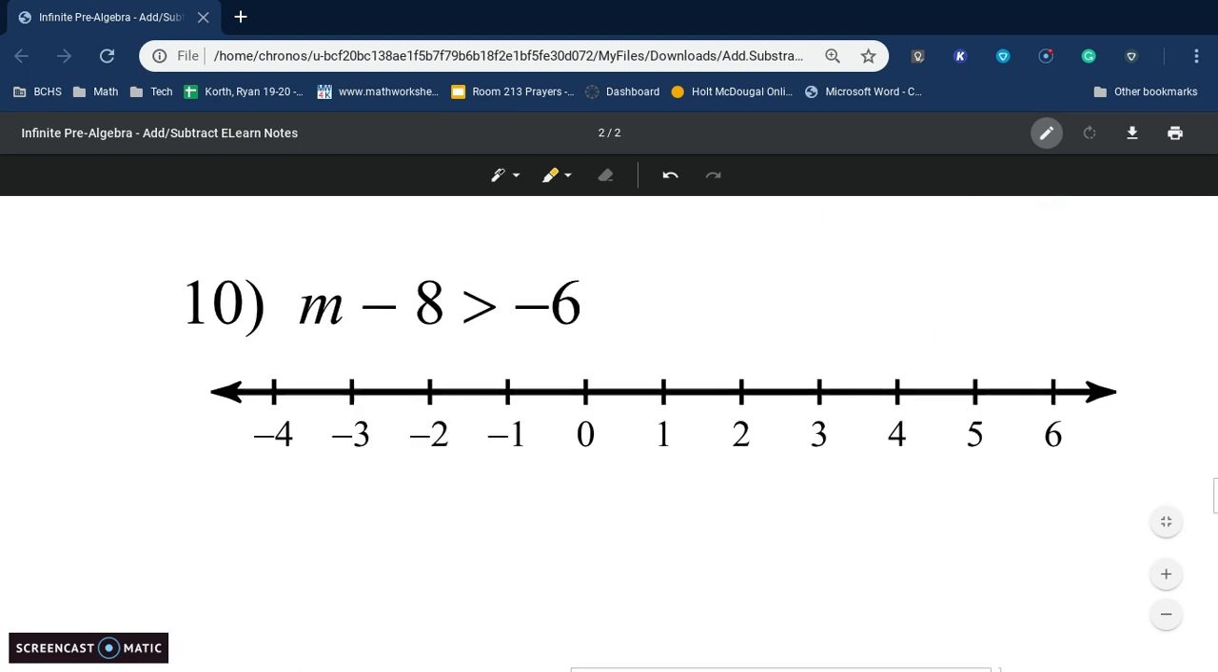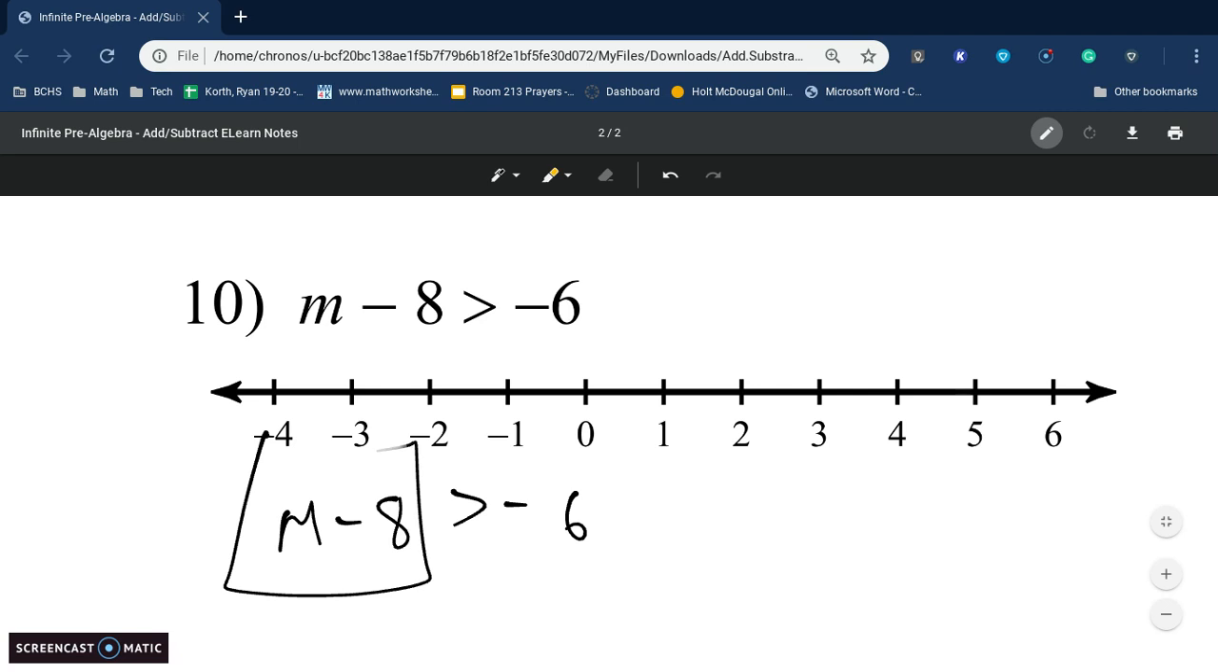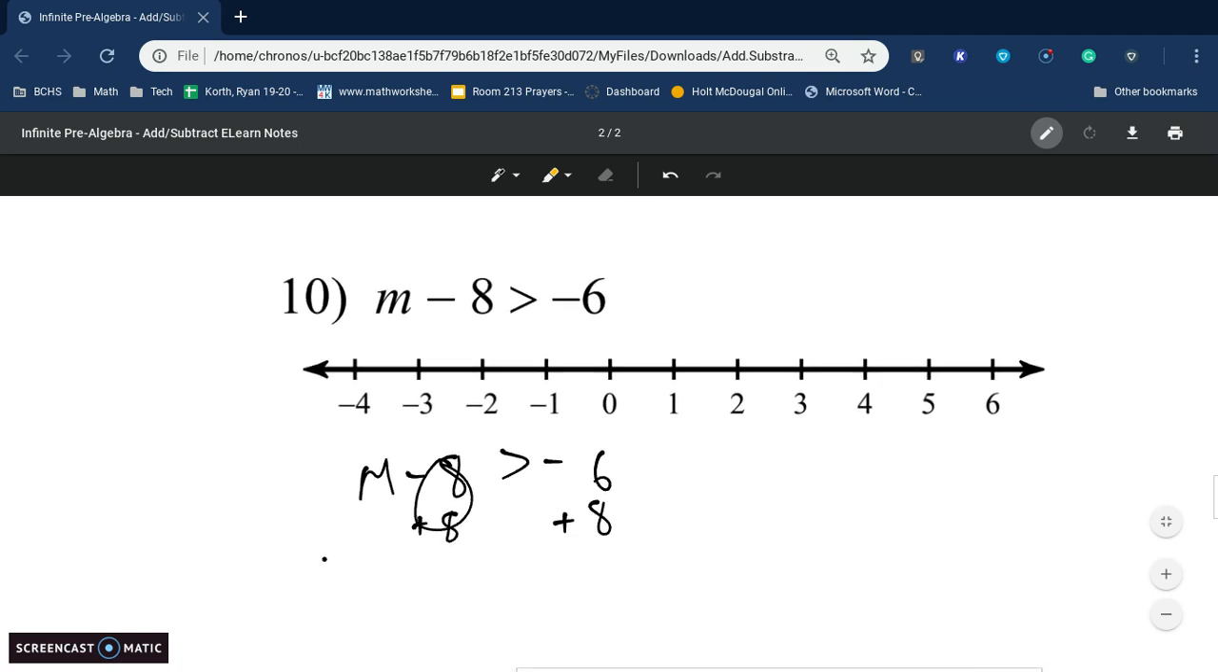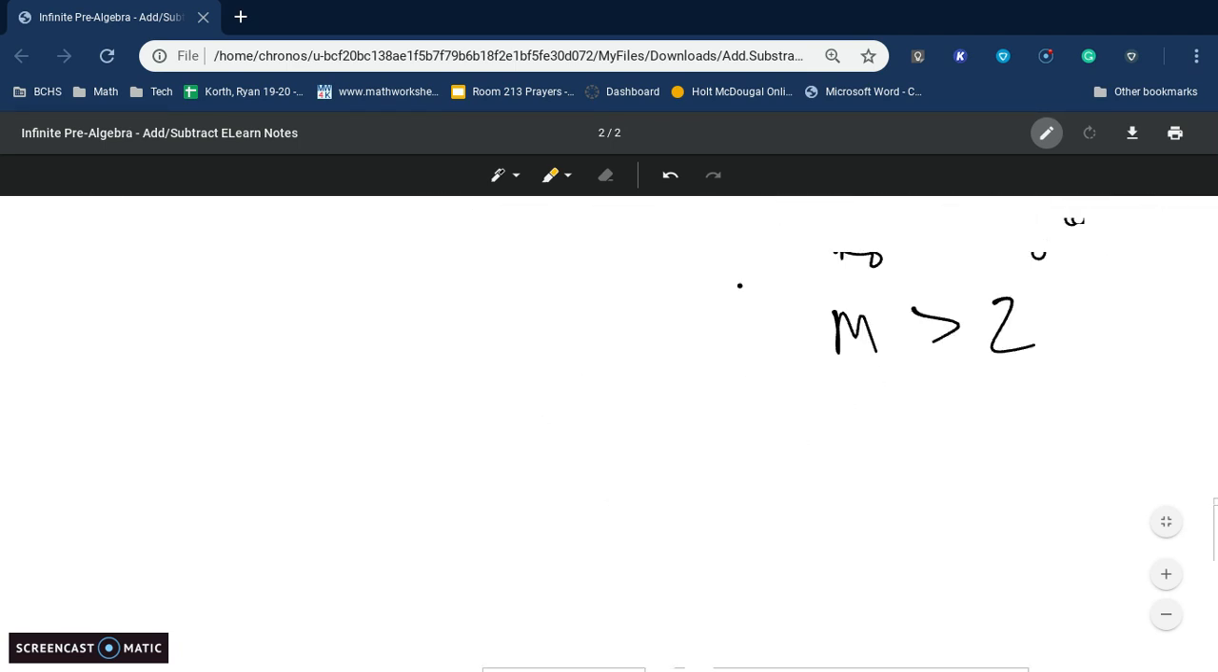Here's number 10. M minus 8 greater than negative 6. That's not a 6. There we go. Where is the variable? Here it is. What is next to the variable? Well, we got minus 8. We're going to undo minus 8 with plus 8, so this adds to 0. Whatever you do on one side of an inequality, you do on the other. M is greater than 2. Open circle at 2, go to the right. Dos más.